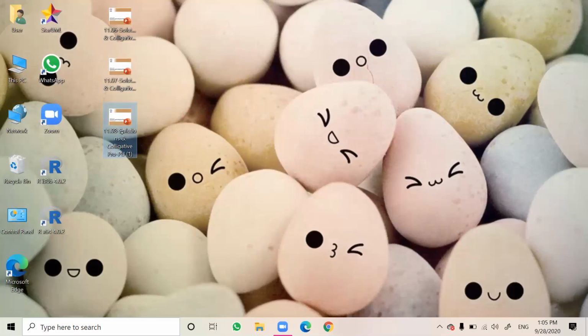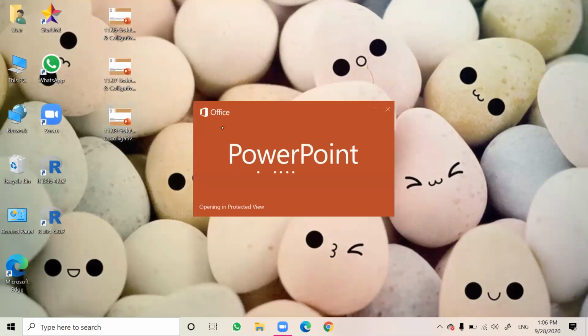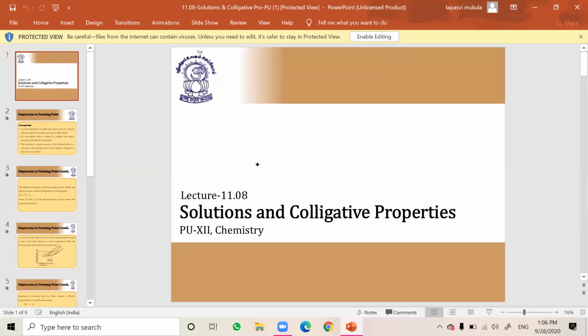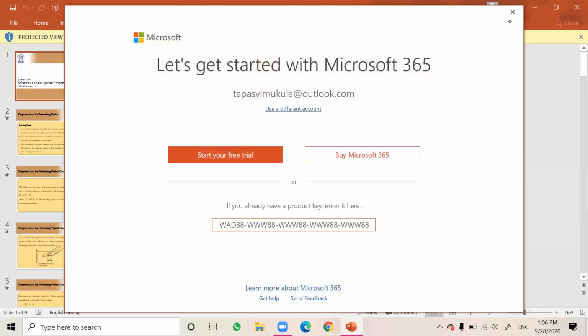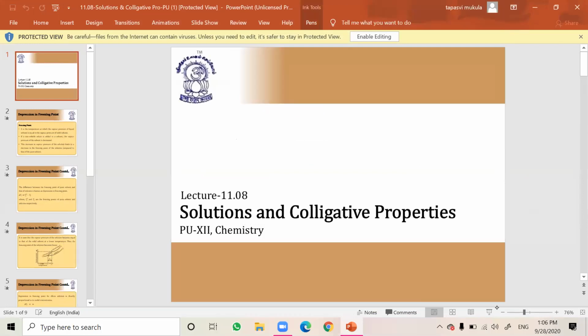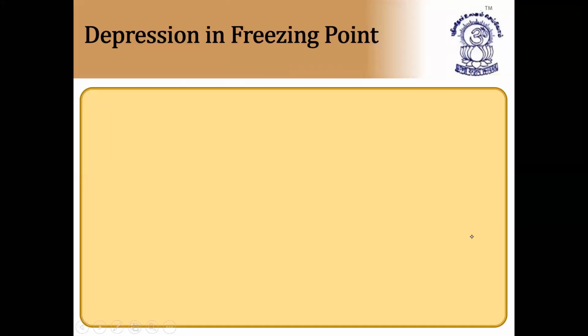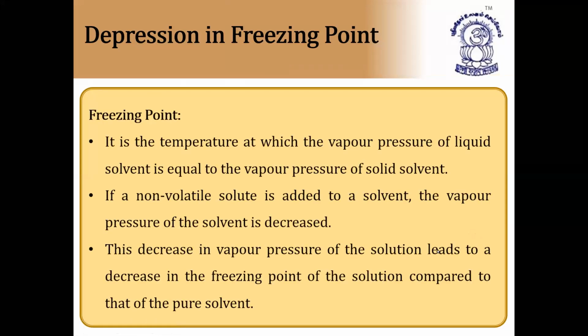So this is about depression of freezing point. Sorry, elevation of boiling point. Next colligative property we'll see is depression of freezing point. So what is depression of freezing point? That is the next colligative property. Third colligative property we are discussing now. So that is depression of freezing point.